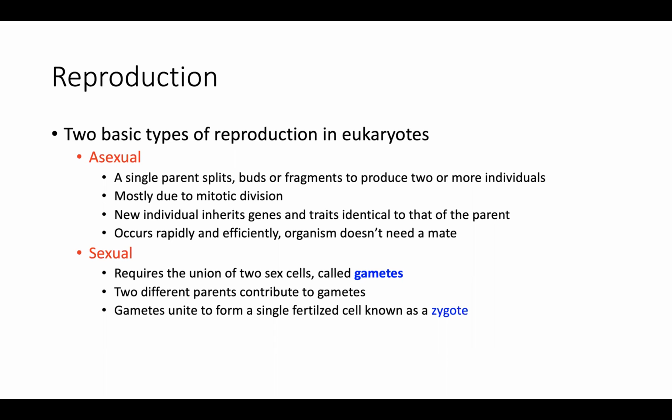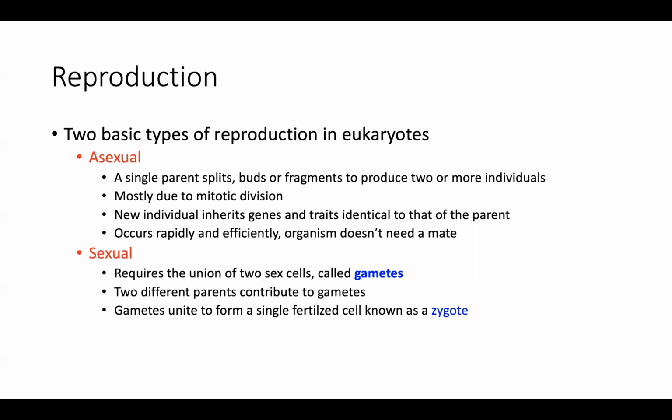All right. So sexual reproduction requires the union of two cells, and two different parents are going to contribute these gametes to create a new organism. For humans, we have mom and then we have dad, so we have the egg cell and we have a sperm cell. These gametes are going to unite to form a single fertilized cell known as a zygote. Write that term down, zygote. Two gametes unite to form a zygote. All right. Any questions?